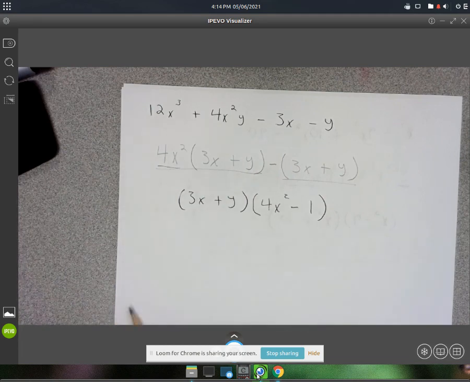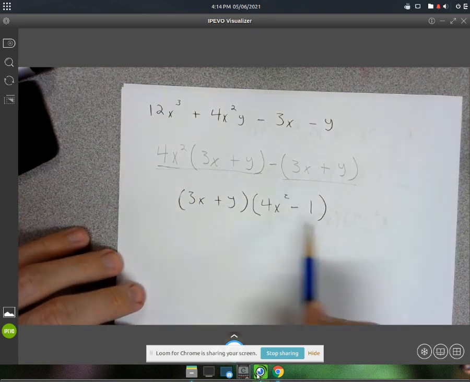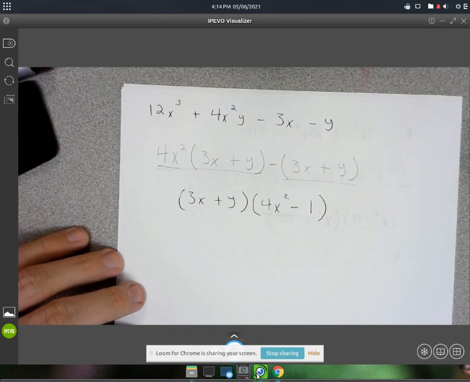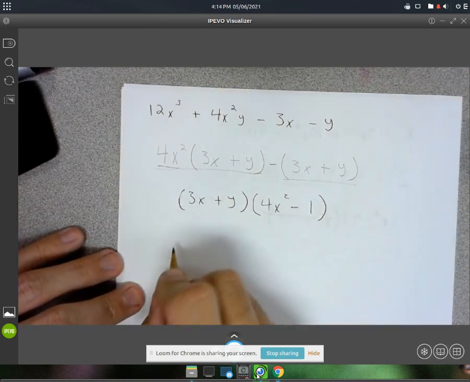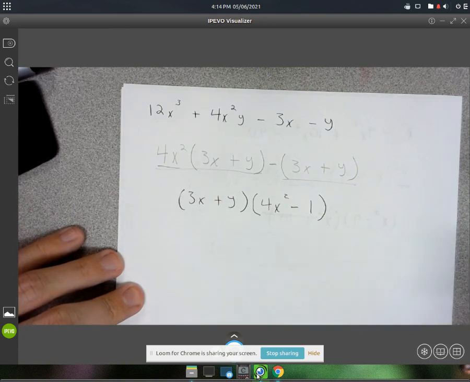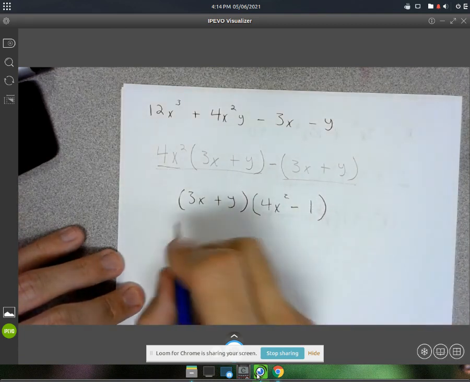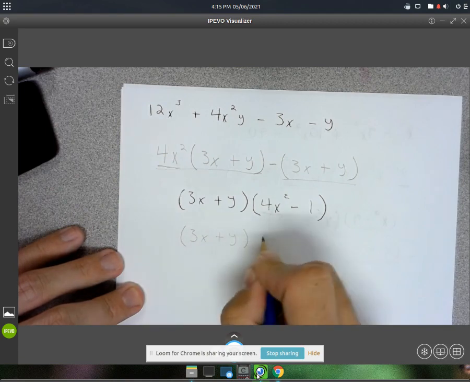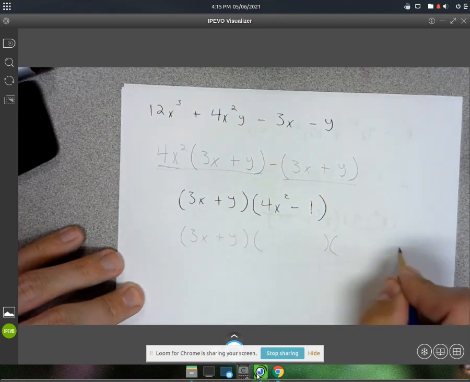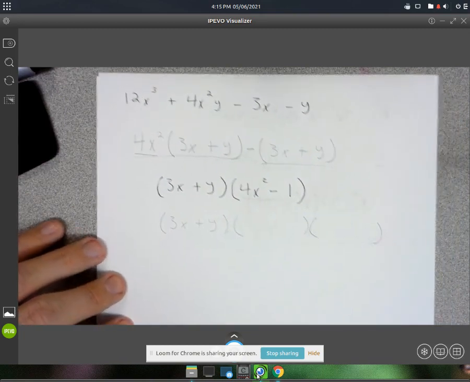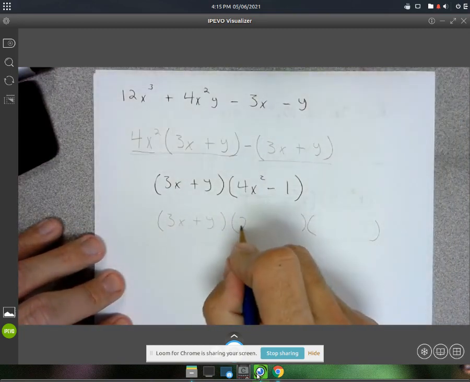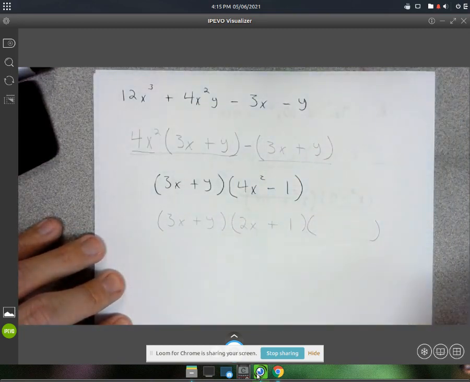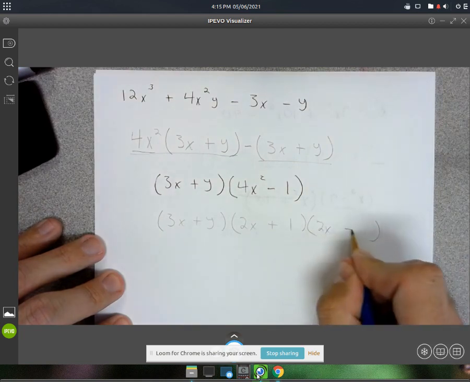Again, you've got to kind of look for this stuff. The older you get, you just kind of see it, I guess. The right half is a difference of squares again. 4x squared is a perfect square because of 2x and 2x, and 1, of course, is a perfect square. So I get 3x plus y, and this half will factor a little bit further. It'll be a 2x plus 1 and a 2x minus 1.